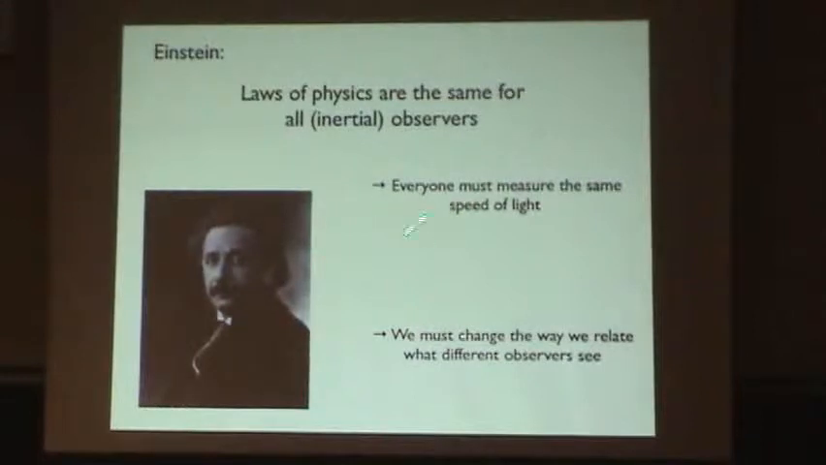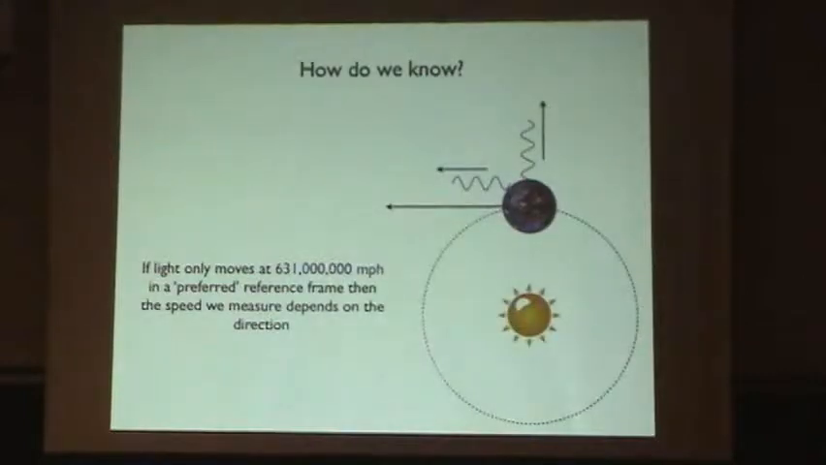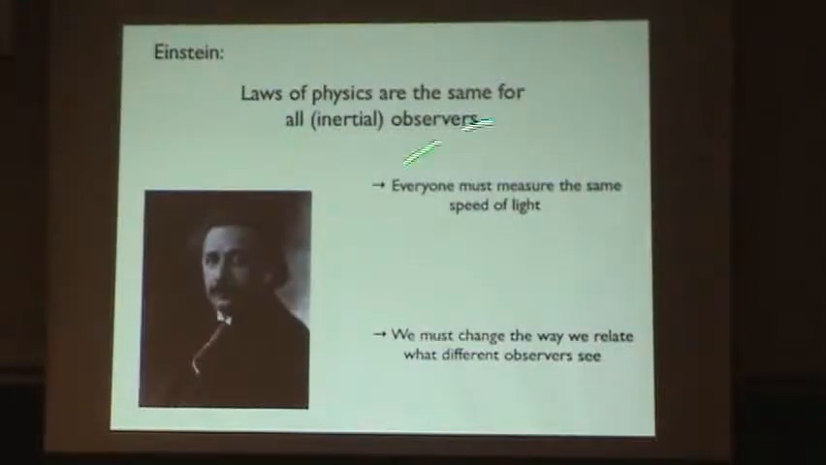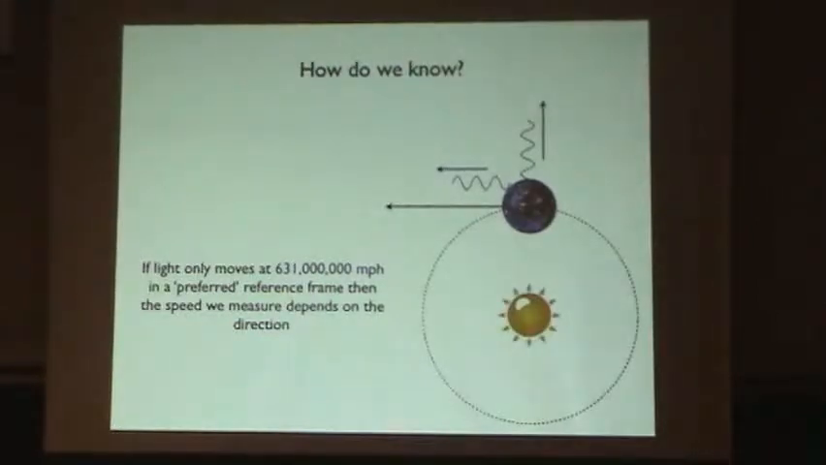Now, everybody must see the same speed of light, which means that the way that we related what different observers see is somehow flawed, and we have to fix it. Now, one question you can ask is, how do we know Einstein's right? Why do people even believe Einstein when he came up with this? I'm going to use this as an excuse to tell you about another classic experiment that you've heard about, and whose ideas are still in use today.